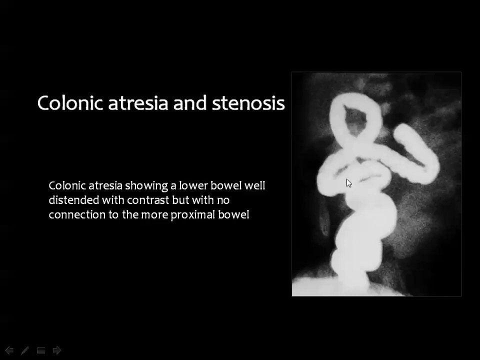You see the proximal part of the colon up to the sigmoid region can be seen by barium. The rest of the colon is atretic, and you see here the site of obstruction.